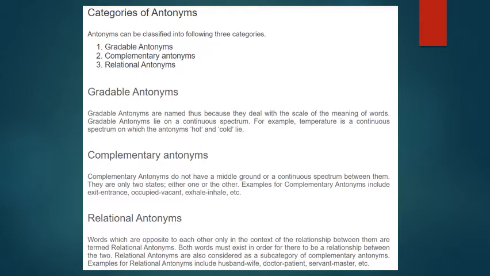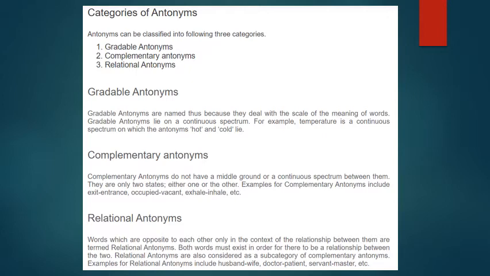Complementary antonyms do not have a middle ground or continuous spectrum between them. There are only two states, either one or the other. Examples for complementary antonyms include exit, entrance; occupied, vacant; exhale, inhale.